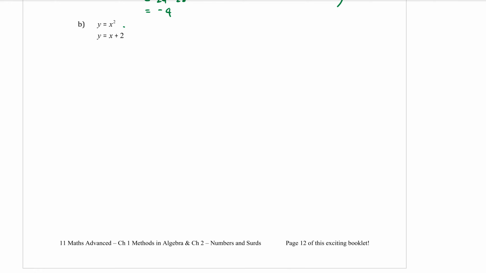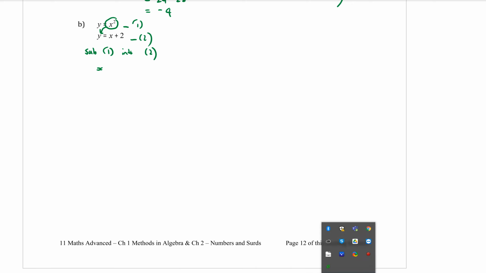So this is going to be equation 1. This is going to be equation 2. Y is by itself for both of them. So if I'm going to sub 1 into 2, that means I'm going to take the x squared from here and I'm going to put it in there where that y is. Okay, so that means I'm going to get x squared equals x plus 2. I have a quadratic equation in there.